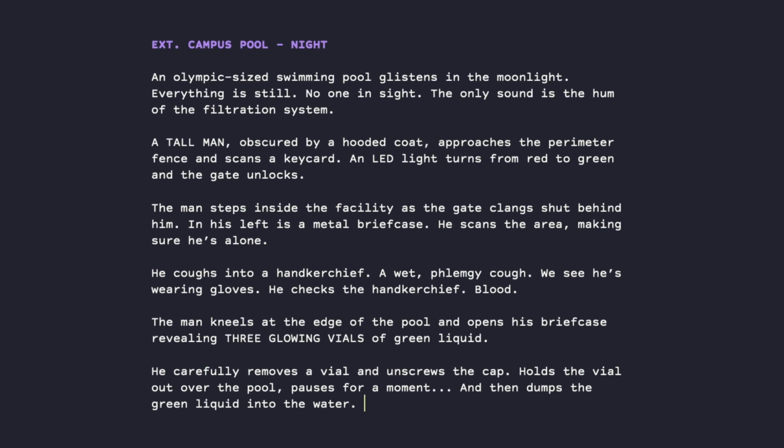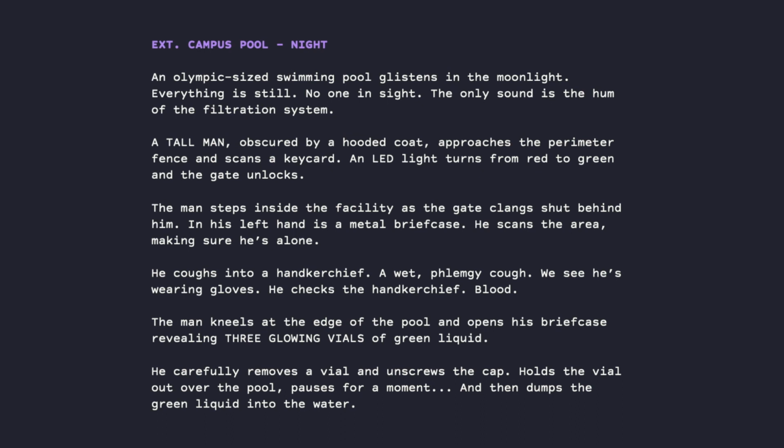Exterior campus pool, night. An Olympic-sized swimming pool glistens in the moonlight. Everything is still, no one in sight. The only sound is the hum of the filtration system. A tall man, obscured by a hooded coat, approaches the perimeter fence and scans a key card. An LED light turns from red to green and the gate unlocks. The man steps inside the facility as the gate clangs shut behind him. In his left hand is a metal briefcase. He scans the area, making sure he's alone.